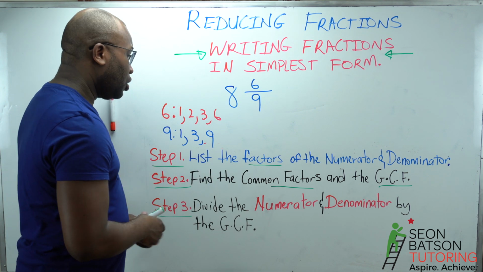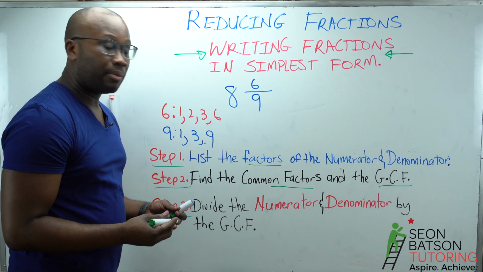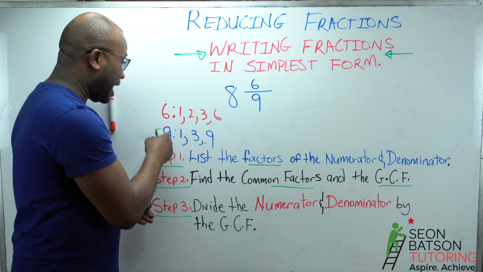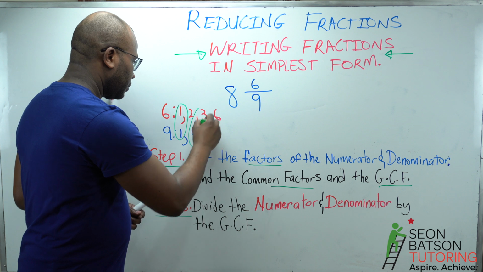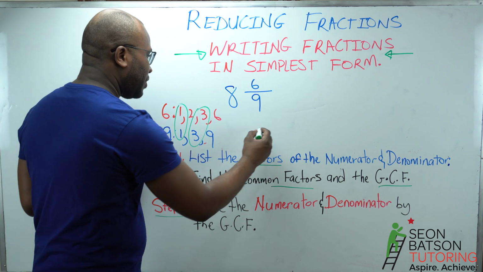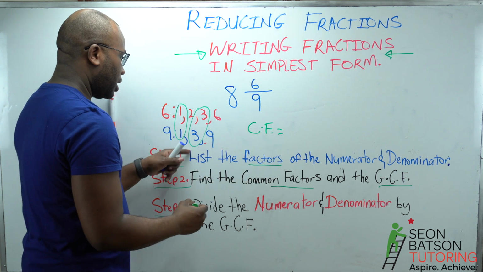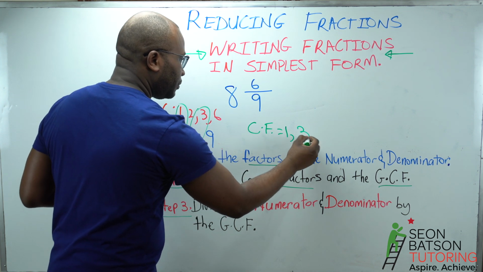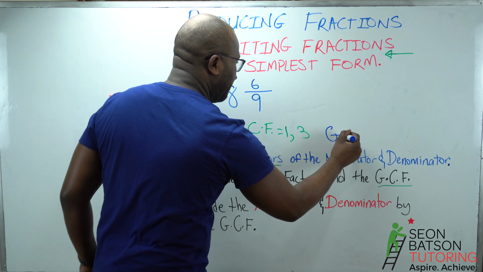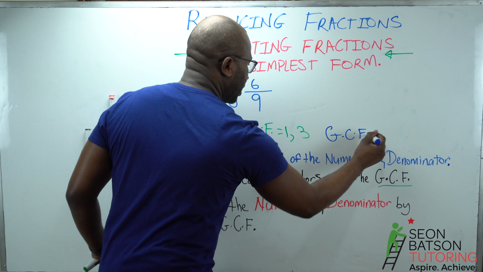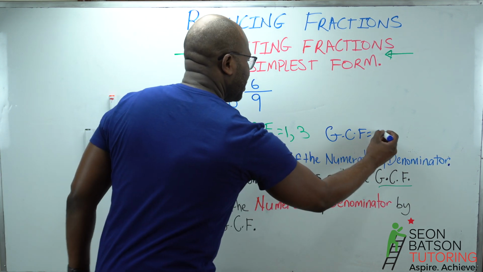Yes, now step 2, we find the common factors. And the common factors will be all the factors that belong to 6 and 9. Yes? 1 is a common factor. 3 is a common factor. So the common factors of 6 and 9 are 1 and 3. Now we will find the greatest common factor, or the biggest of all the common factors. And the biggest of all of 1 and 3 is 3.